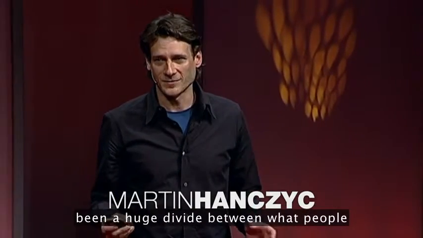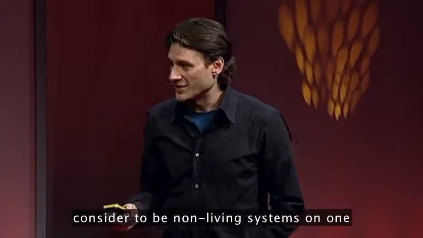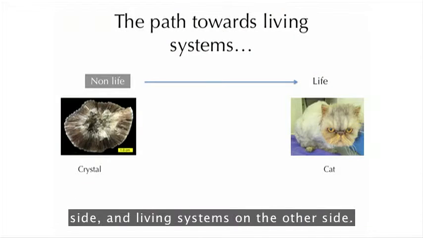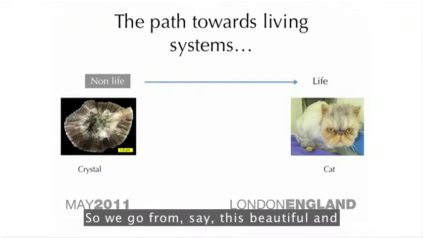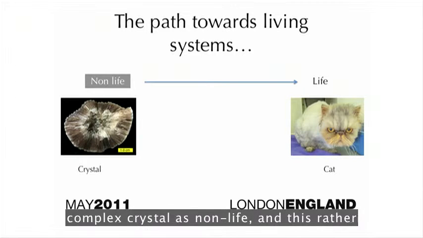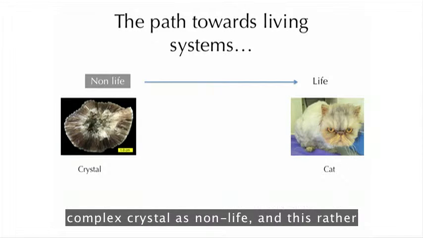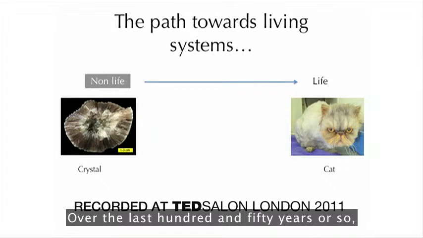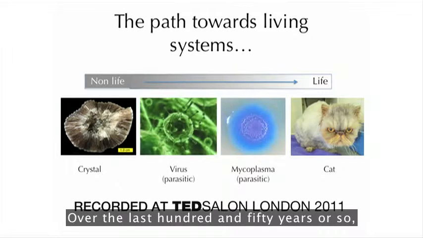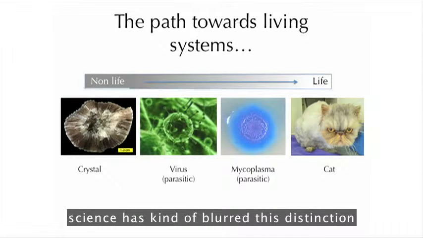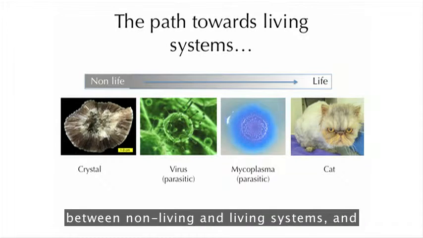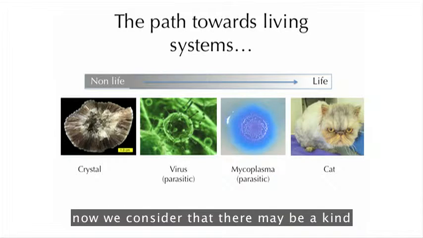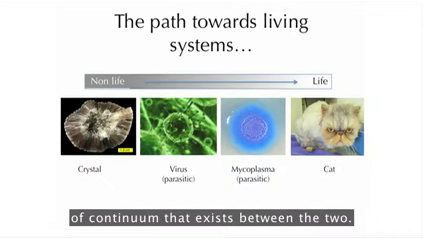So historically, there's been a huge divide between what people consider to be non-living systems on one side and living systems on the other side. So we go from, say, this beautiful and complex crystal as non-life and this rather beautiful and complex cat on the other side. Over the last 150 years or so, science has kind of blurred this distinction between non-living and living systems, and now we consider that there may be a kind of continuum that exists between the two.